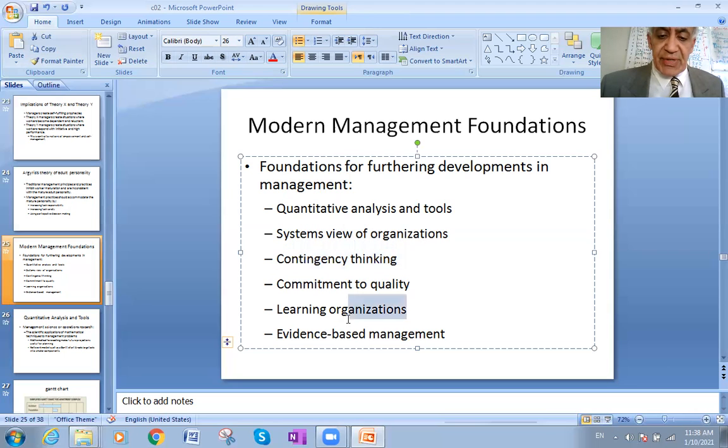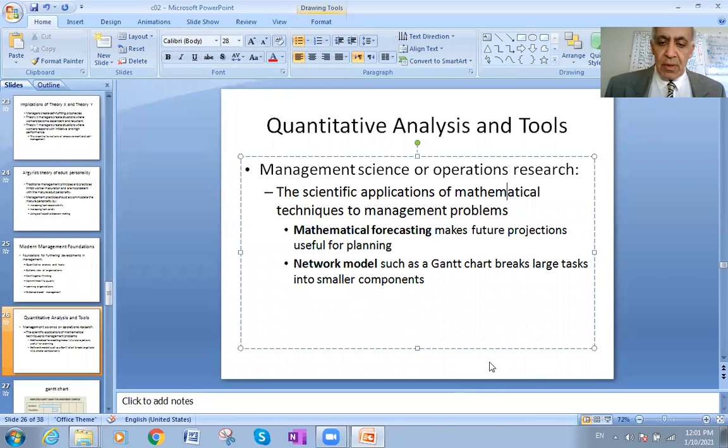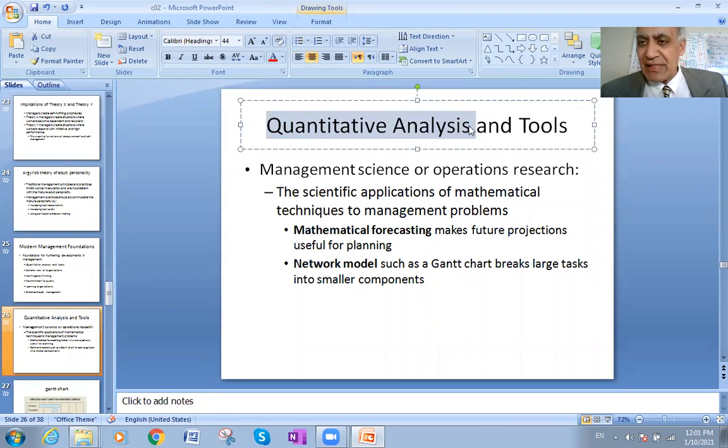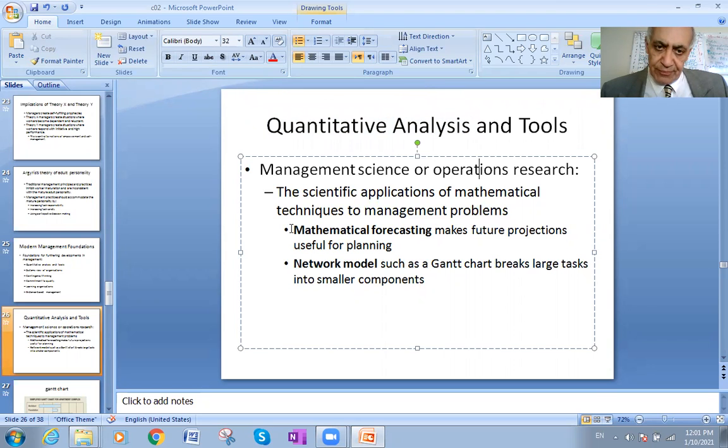Commitment to quality, learning organizations, evidence-based management. Like here, the quantitative analysis and tools, in which fields can we apply the quantitative analysis? In mathematical forecasting, when we are forecasting the manpower in the future, or the production volume, we can use it. Network models as well.